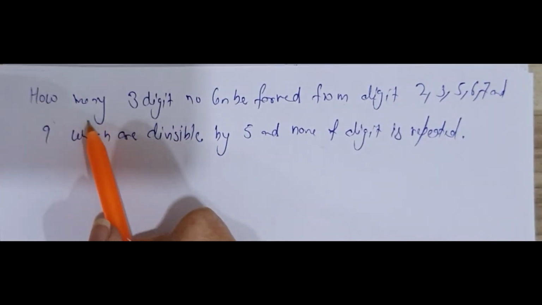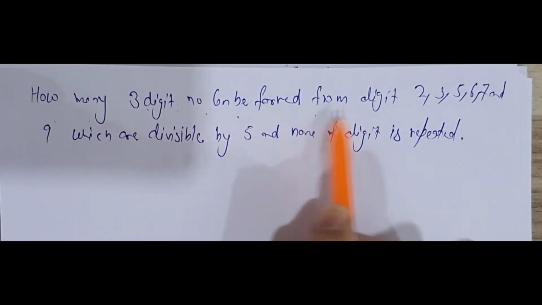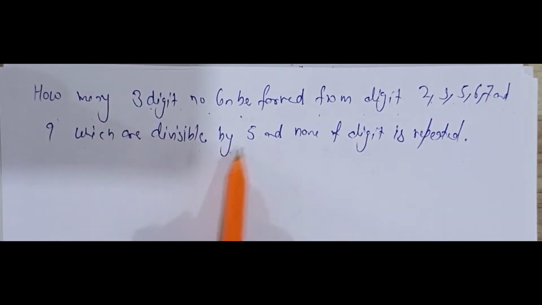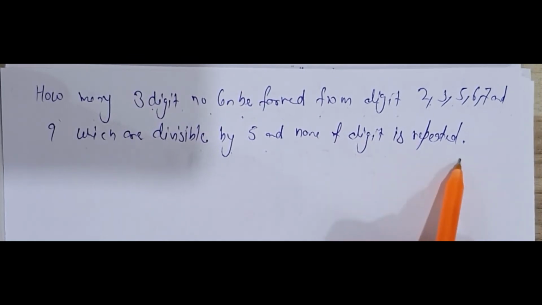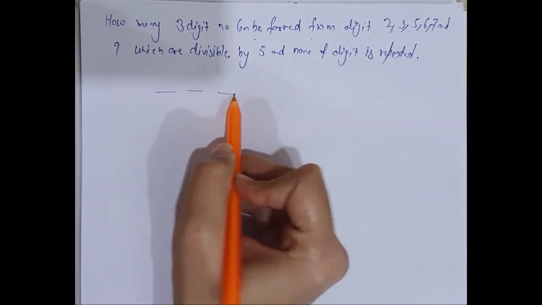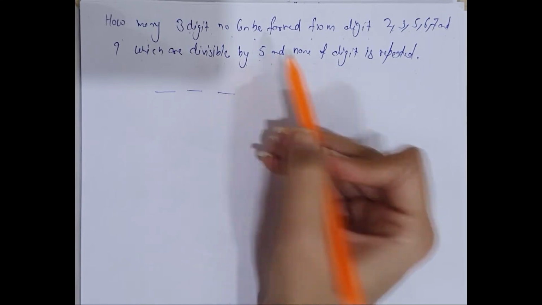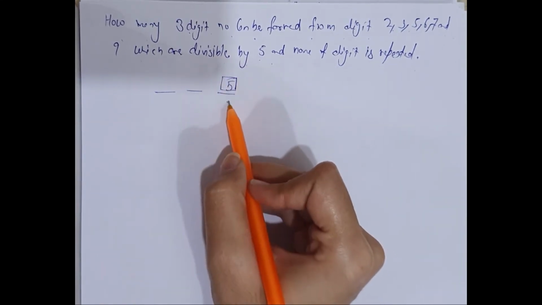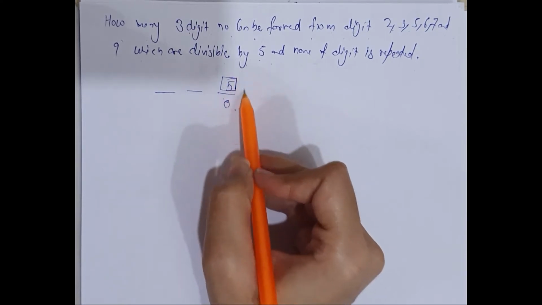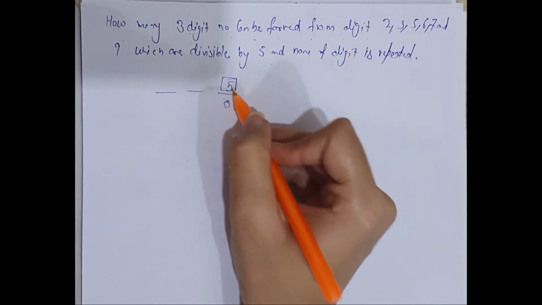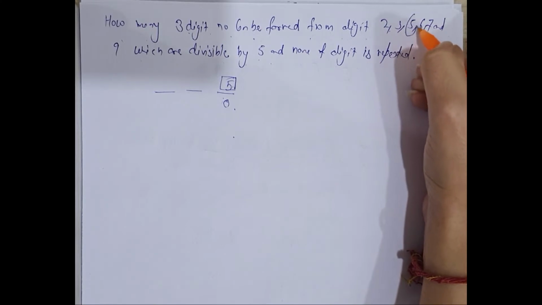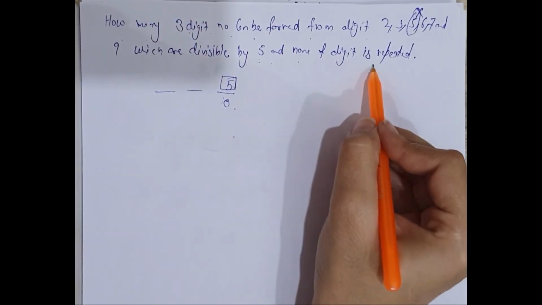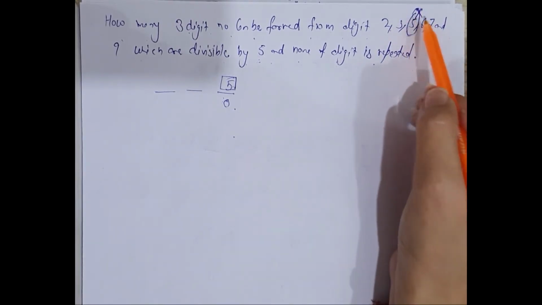Now the question is, how many 3-digit numbers can be formed from digits 2, 3, 5, 6, 7 and 9 which are divisible by 5 and none of the digits is repeated. Now we have to form a 3-digit number which is divisible by 5. Now how can a number be divisible by 5? If we fix 5 at one's place, then a number can be divisible by 5. So we fix this 5 at one's place to make the number divisible by 5, and none of the digits can be repeated. And therefore I put a cross over 5.